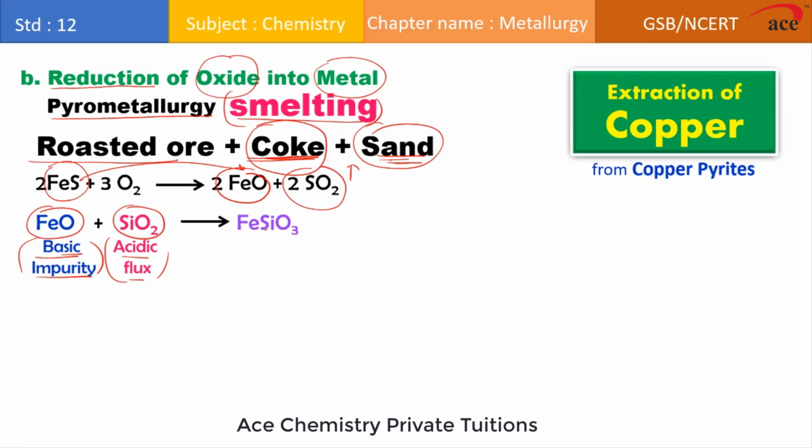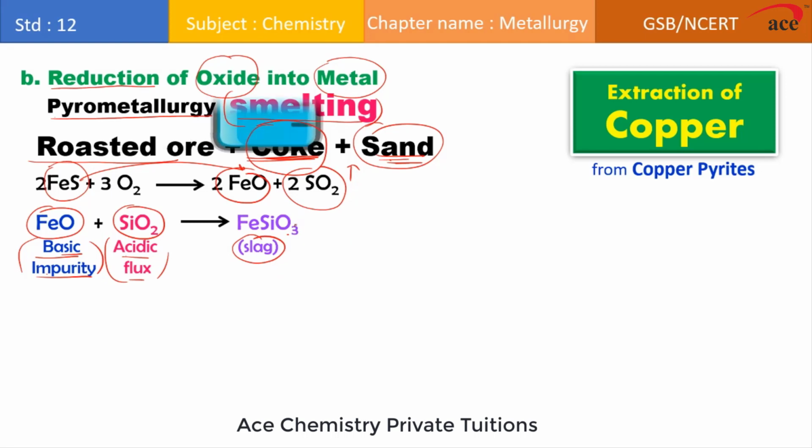This easily fusible mass is what? Iron silicate, which is referred to as what? Slag. We know, student, that gangue plus flux forms an easily molten or easily fusible mass, which is referred to as what? Slag.